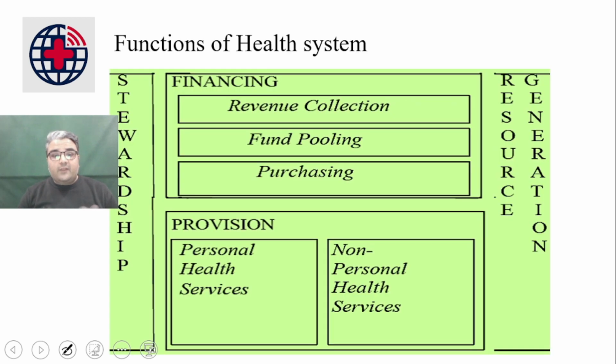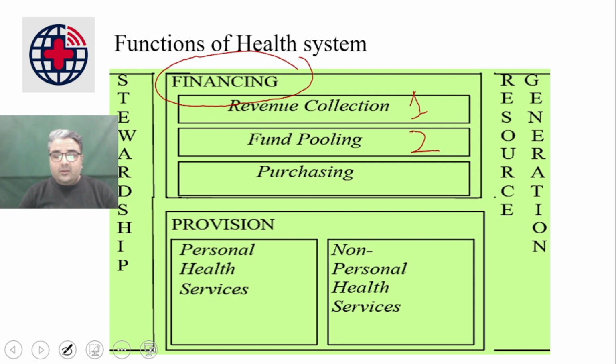Now let's look at the functions of the health system. The functions of the health system primarily are four. Number one key function is financing. And financing itself is made up of three things. Number one is revenue collection. So you collect revenue. Number two, you pool that fund. So we as citizens of a certain population might pay taxes. From those taxes, a certain amount is allocated to health. So there is the revenue collection. And then that fund is pooled into a health fund.